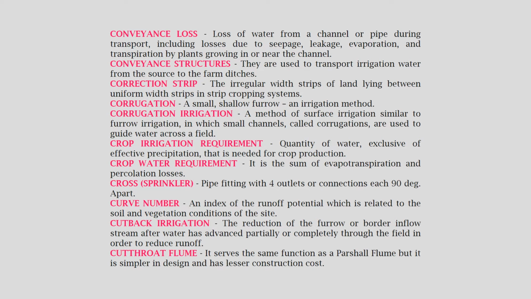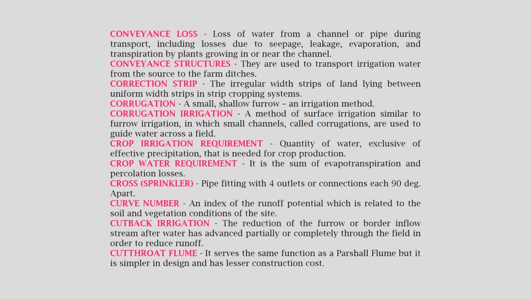Crop irrigation requirement. Quantity of water, exclusive of effective precipitation, that is needed for crop production. Crop water requirement. It is the sum of evapotranspiration and percolation losses. Cross sprinkler. Pipe fitting with 4 outlets or connections each 90 degrees apart. Curve number. An index of the runoff potential which is related to the soil and vegetation conditions of the site.